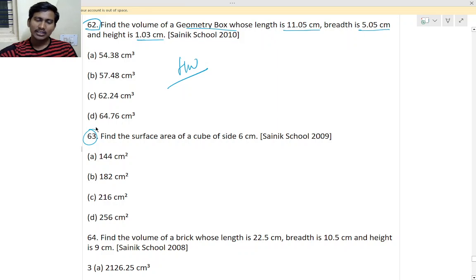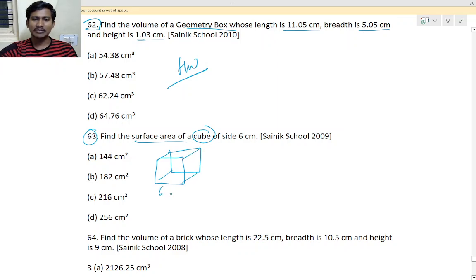No? 63 now. Find the surface area of a cube of side 6 centimeter. We already know cube. How do we find the surface area? Means total surface area we have to find. This is 6 centimeter, this is also 6 centimeter, this is also 6 centimeter. So they are asking surface area, which means we have to find total surface area. How do we find total surface area?